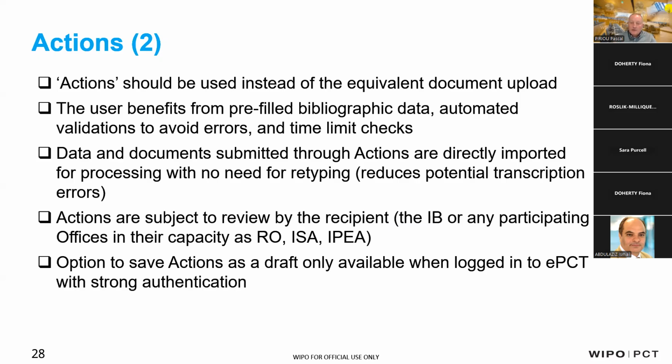Also, as you will enter the data yourself, when we will receive the action, it will reduce potential transcription errors from the IB. Furthermore, the request under 192 bis action is now almost fully automated, so meaning that in certain circumstances, the form IB 306 will be issued straight away. So if you would like to change, for example, the address of one of the inventors, you use the action, you submit it to the IB, and within less than 1 minute, you will receive your Form IB 306.